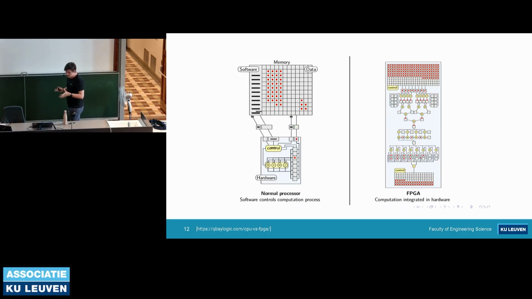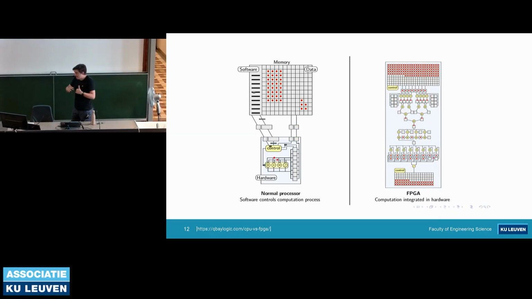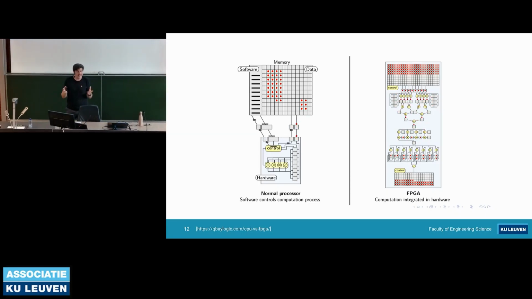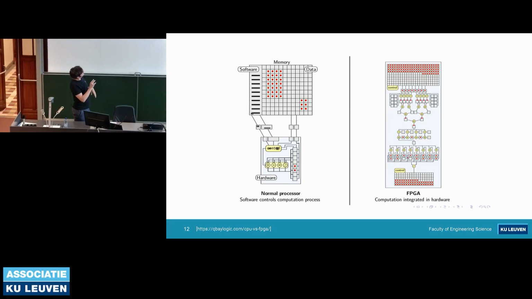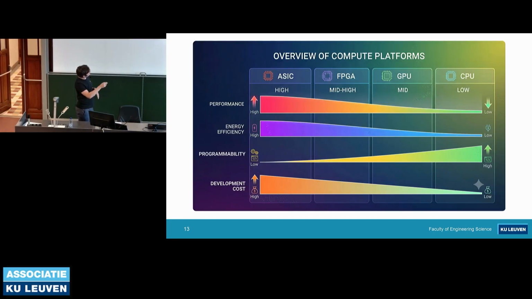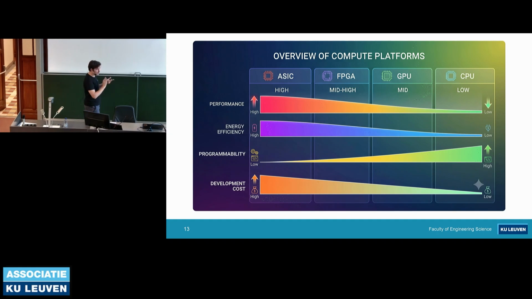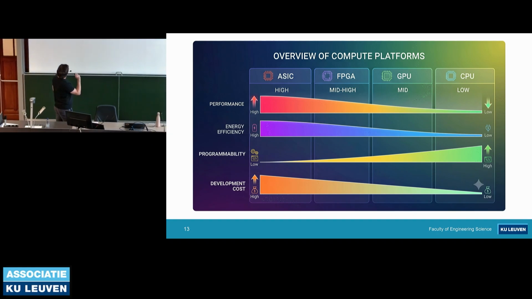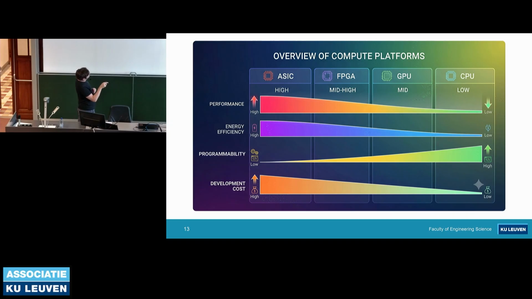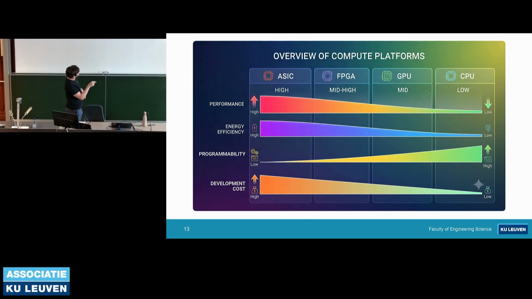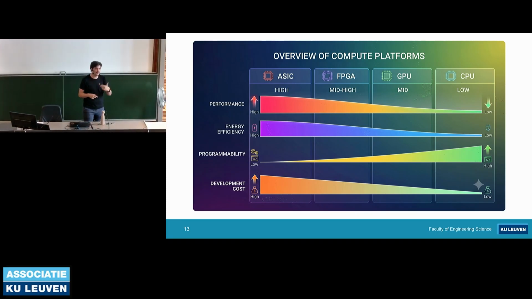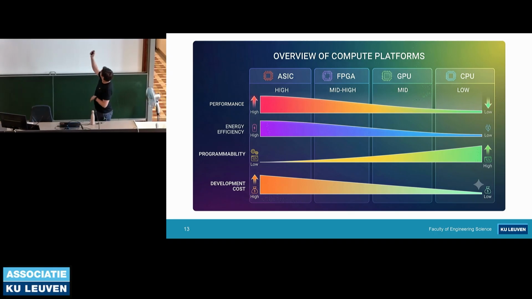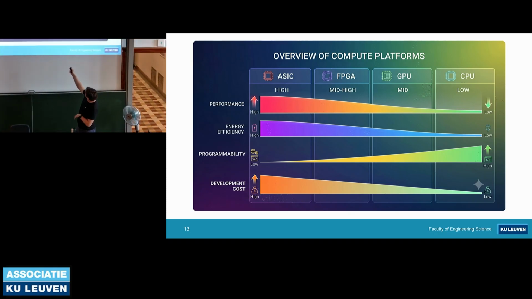But now, what does the hardware landscape look like? At the left here, we have what everybody knows. It's a CPU, it's in your smartphones, it's in your laptops. It's quite low on performance and energy efficiency, but very good at programmability. Everybody can write a program, and that program will be executed on your CPU. Going a little bit to the left, we have the graphics cards.